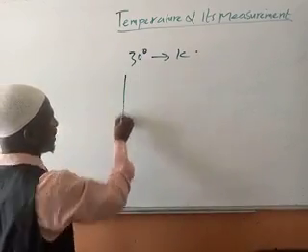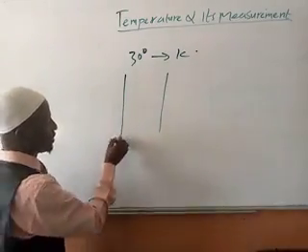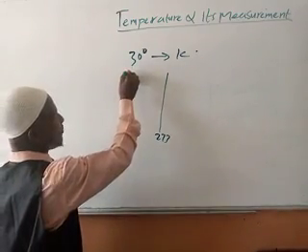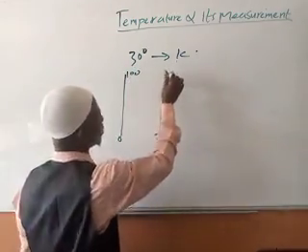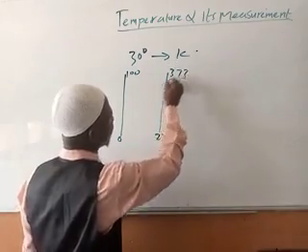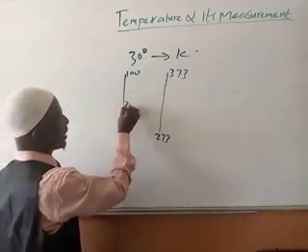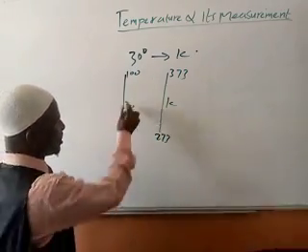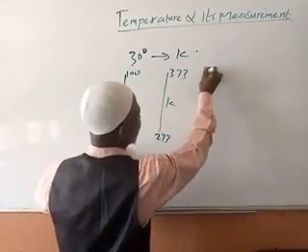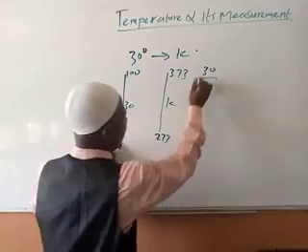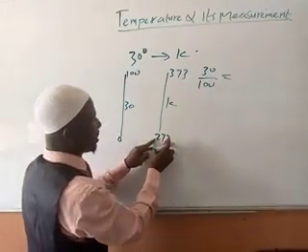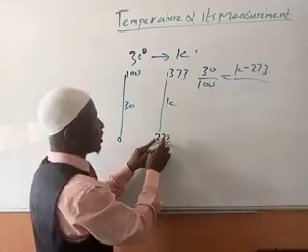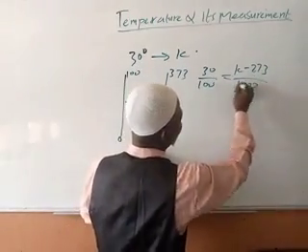I'll just do it like this. 0 to Kelvin 273, then the upper fixed point 100, then this one is 373. Then 30 is given, I'll write 30 here. This one is unknown, I'll write K. Then I follow the same procedure. This minus this, that is 30, over this minus this, that is 100, is equal to this minus this, that is K minus 273, divided by this minus this, that is 100 as well. So this cancels this.